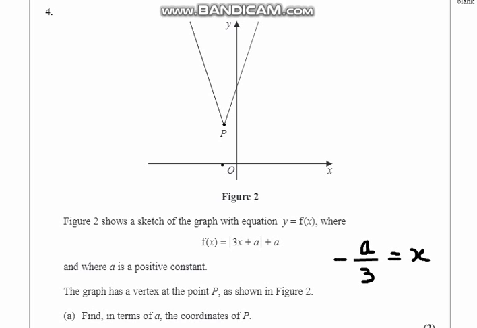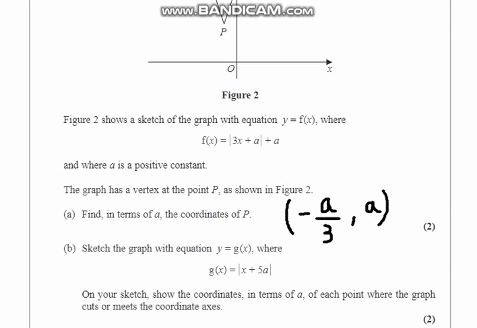Now we have to find the y value in terms of a, and I already told you that 1 mark for the x value has been done, and 1 easy mark for the y value will be everything outside the modulus, that's a. So our y coordinate is a. If I put 0 in here, that will be 0 plus a, and that's plus a, that's the modulus, so that will give me an a. So our y coordinate is a. There you go, that's our a part done.